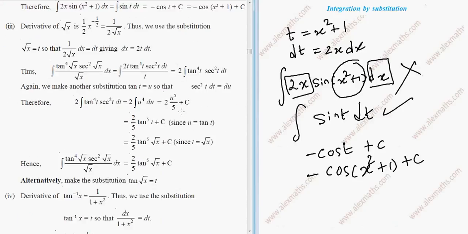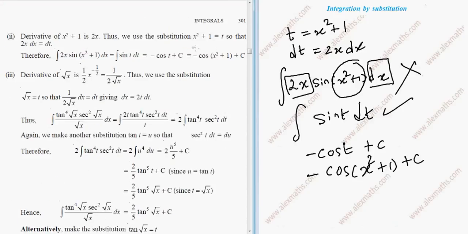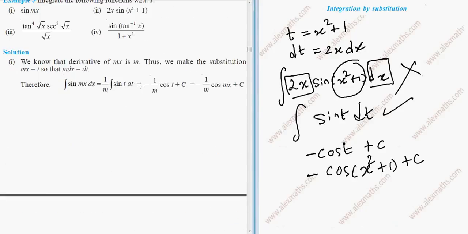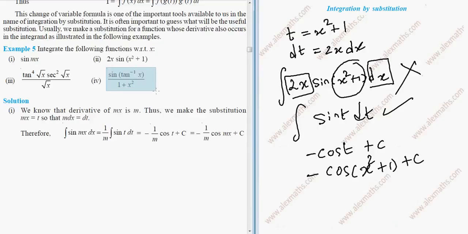See, the previous one which we solved is minus cos of x square plus 1 plus c. For example, you take this problem, this fourth one. See, the inner function is tan inverse x. If you take t as tan inverse x, what will happen? dt will become 1 by 1 plus x square. So integration of sine of tan inverse x by 1 plus x square we have, okay, into dx.